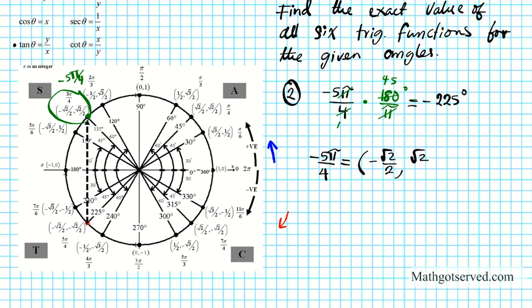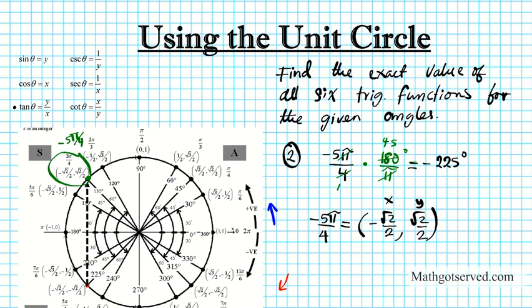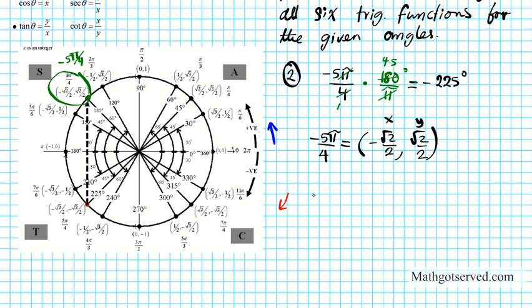and positive root 2 over 2. This is my x, and this is my y. Now I can start using these unit circle ratios over here to find my 6 trig ratios, okay? So let's start out with sine. Sine of negative 5 pi over 4 is the y-coordinate, and the y-coordinate is root 2 over 2.